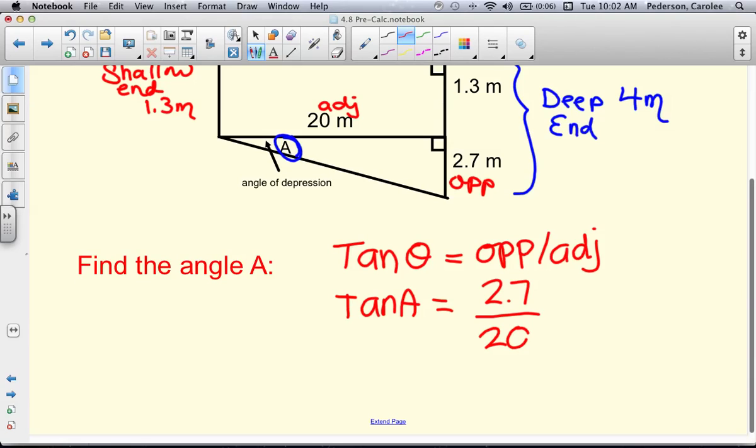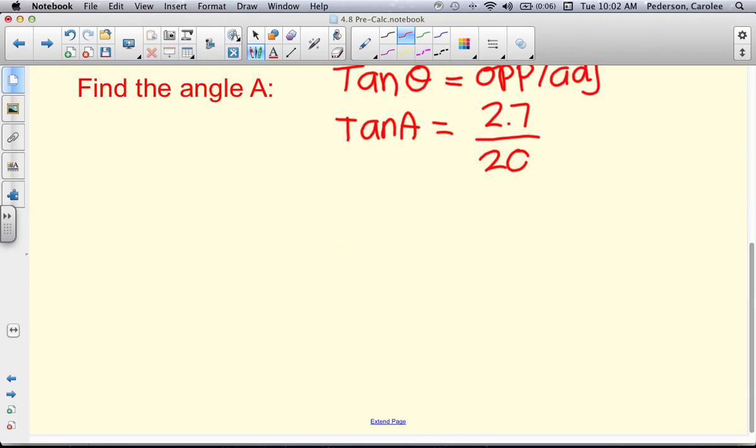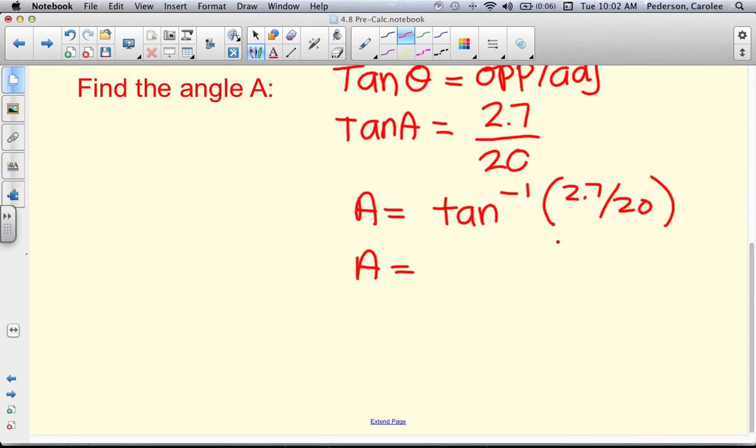How do you finish solving that question? Inverse it. So make sure you're in degree measure in your calculator. A equals the tangent inverse of 2.7 over 20. So what is the angle of depression? 7.68 is the angle of depression of the swimming pool.